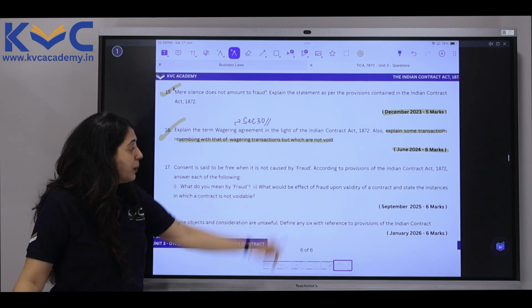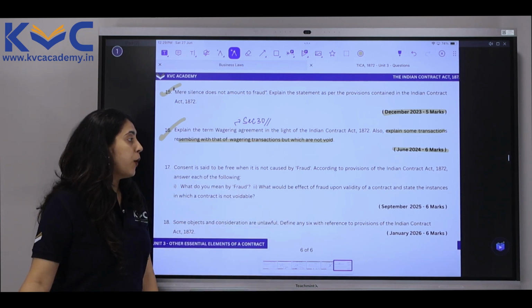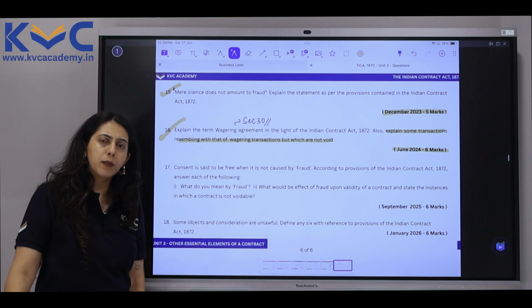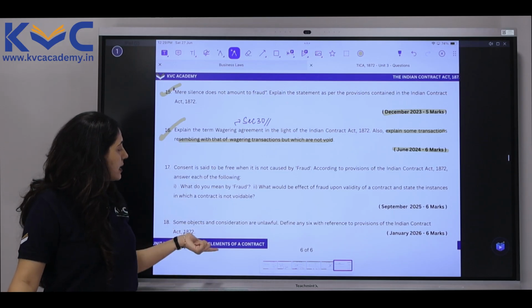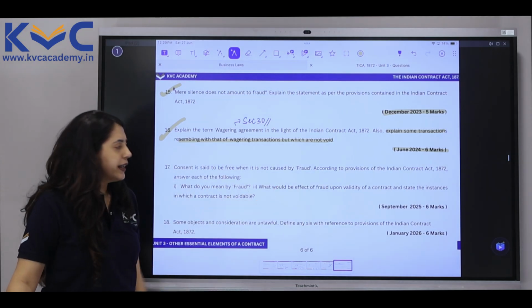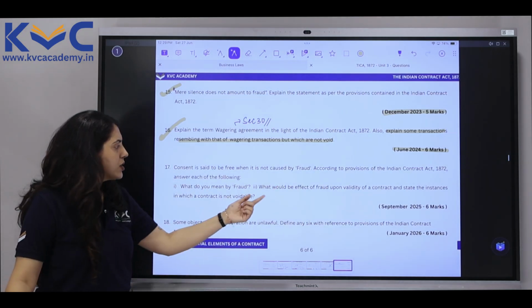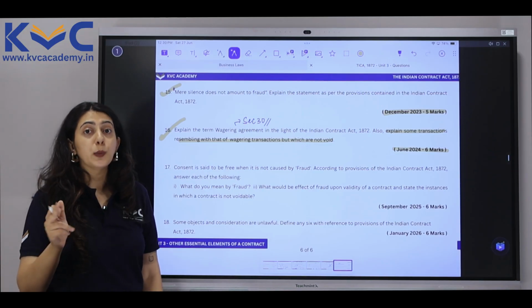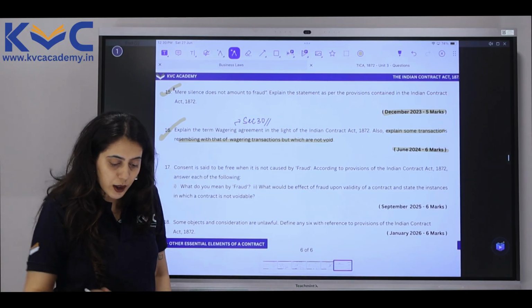Then, what would be the effect of fraud upon the validity of a contract? What is the effect of fraud? It is voidable. Okay? And state the instances in which a contract is not voidable. But if this was the length of the question, why would they just ask what is the effect of fraud? The answer cannot be just voidable. There are 2 other points there. We will pick up those 2 other points.